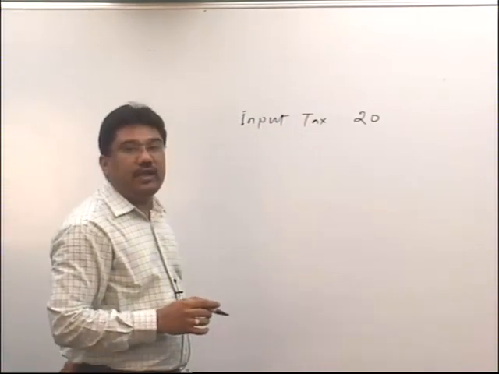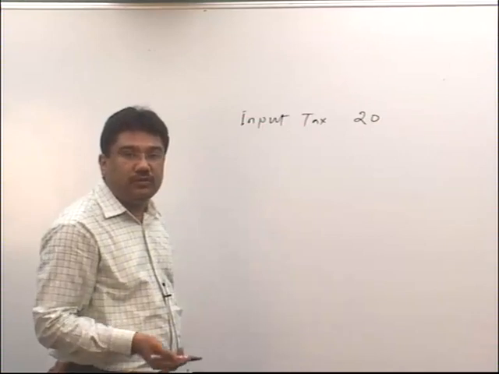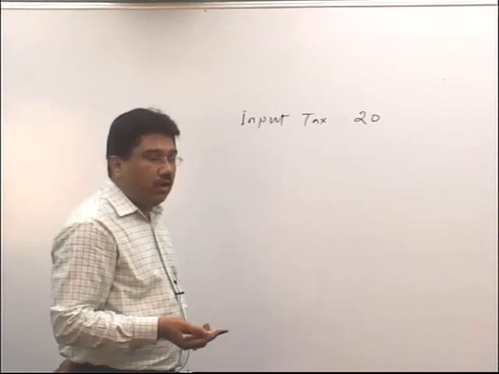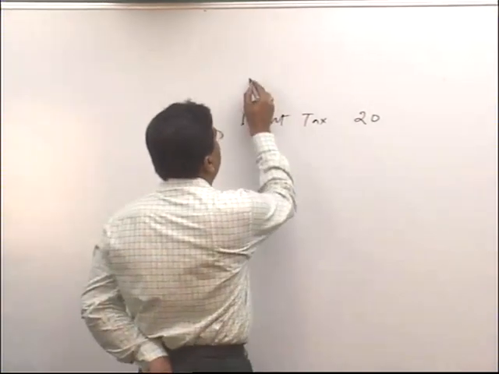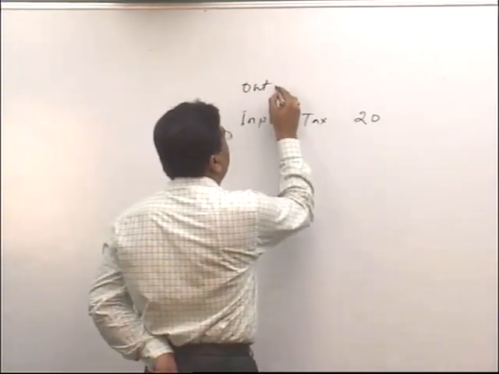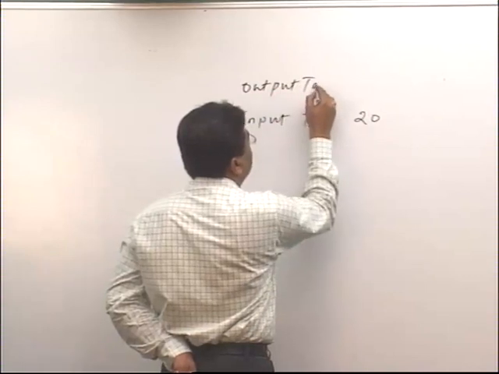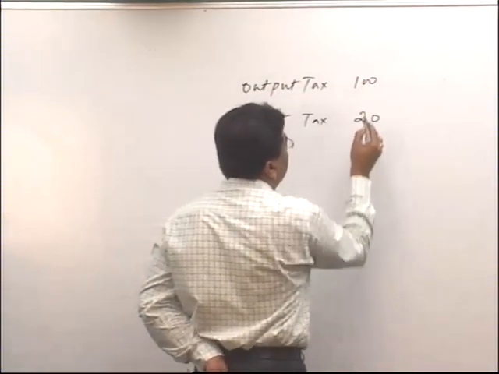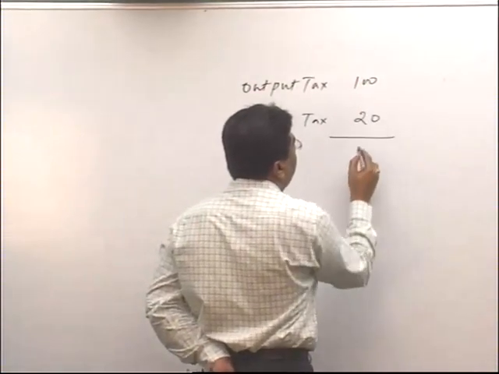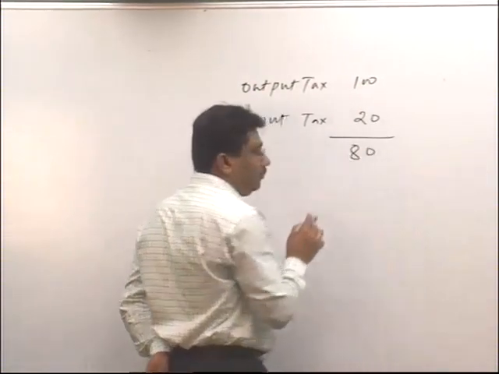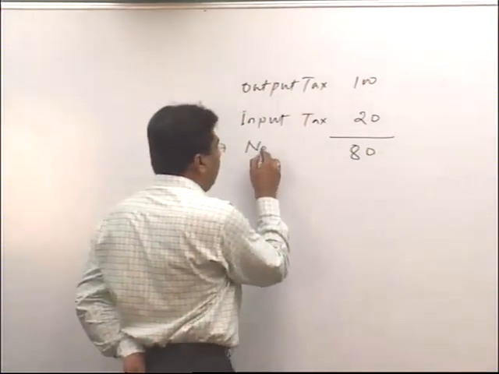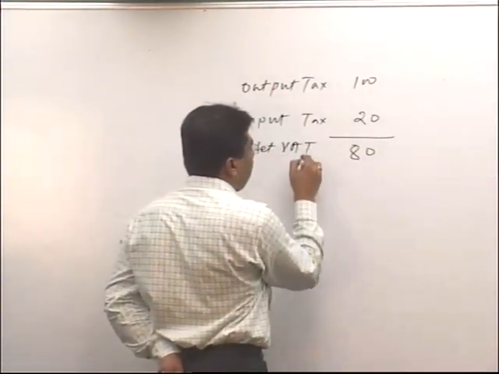Thereafter, by using that input, when you produce finished goods and sell them, you will be liable to pay output tax. Suppose the output tax or the VAT on the finished goods is 100 rupees. Out of 100 you have already paid 20, so now you will have to pay a net 80 rupees.